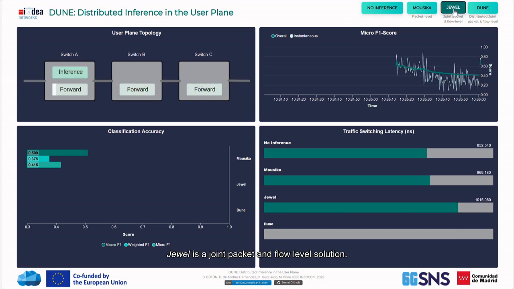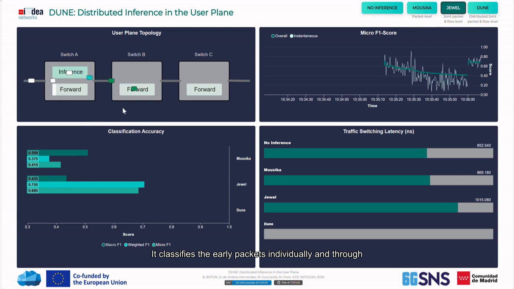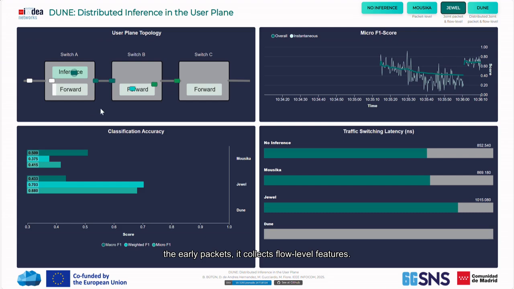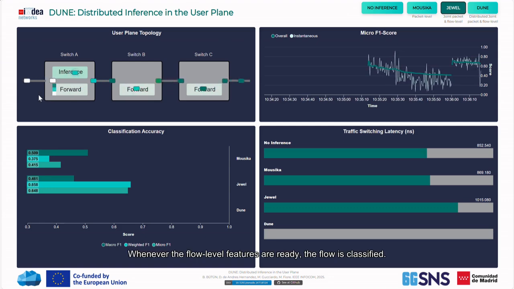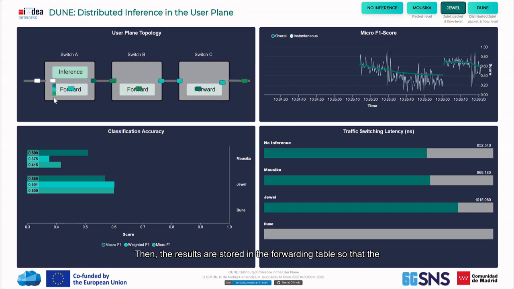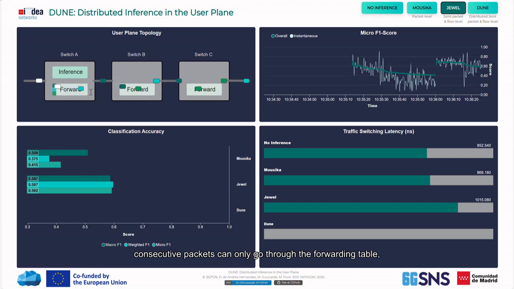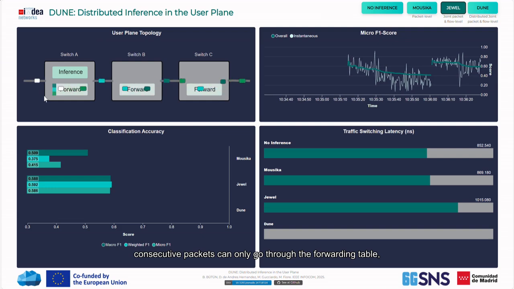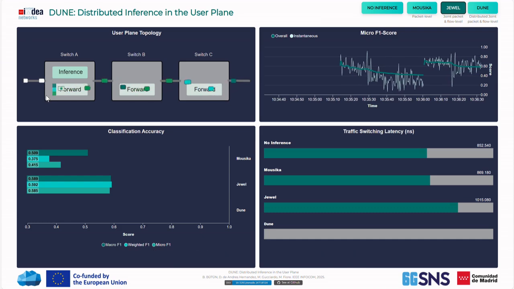Joule is a joint packet and flow level solution. It is deployed into one single switch. It classifies the early packets individually, and through the early packets, it collects flow level features. Whenever the flow level features are ready, the flow is classified. Then the results are stored in the forwarding table so that the consecutive packets can only go through the forwarding table with no inference and tagged with the class of the flow.